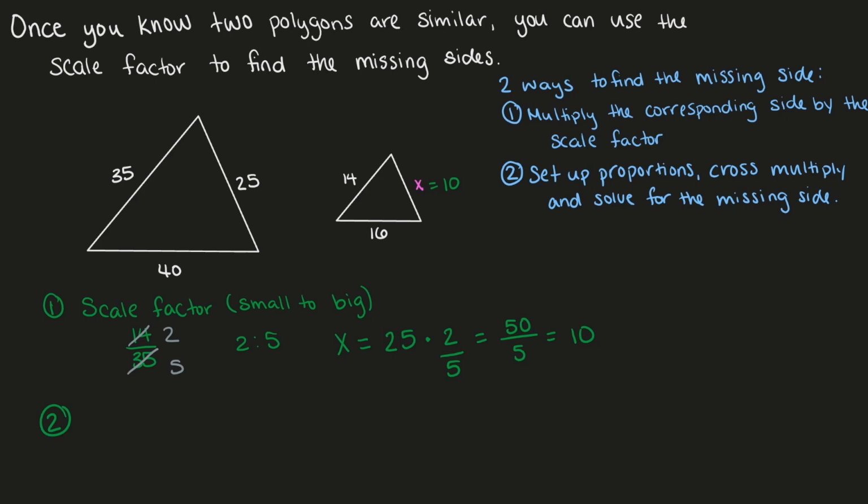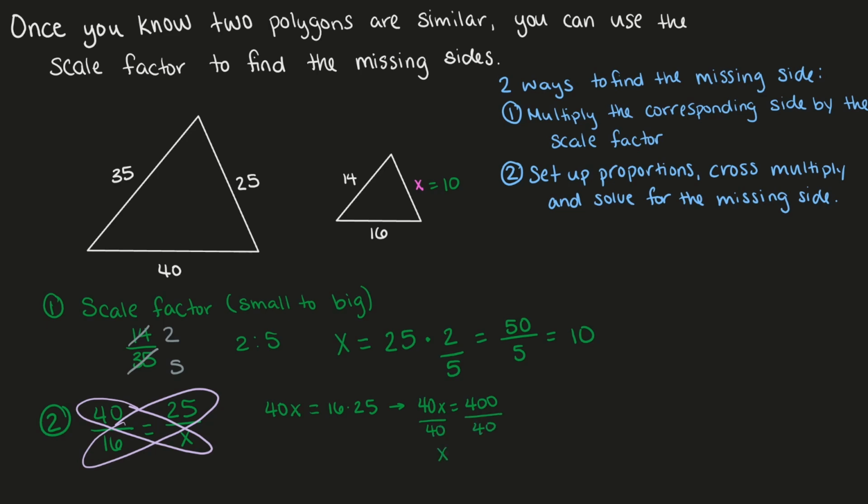So for our proportions, 40 corresponds with 16, and 25 corresponds with our x. So let's set up that proportion. 40 over 16 should be equal to 25 over x. When we cross multiply, we multiply 40 and x, and 16 and 25. So 40x is equal to 16 times 25, which is 400. So 40x equals 400. We divide both sides by 40, and we get x equals 10.